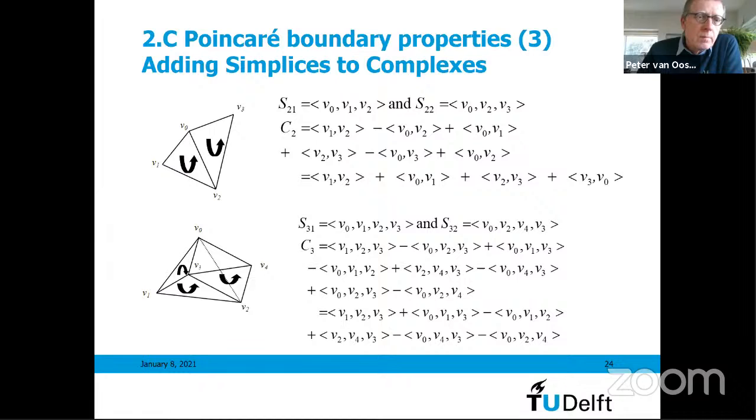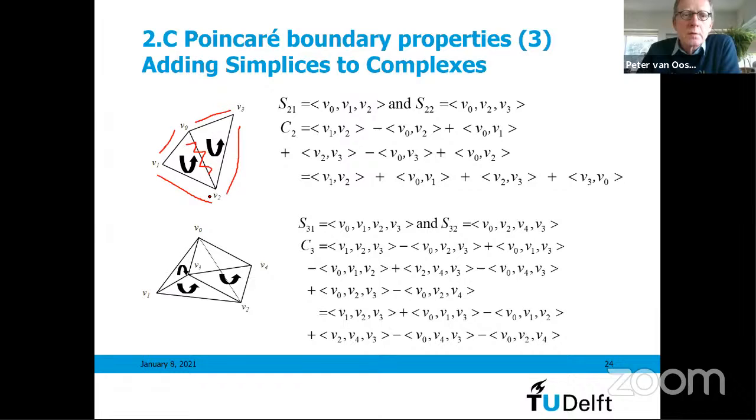Because this common edge is eliminated, we only keep these edges: V1, V2, V0, V1, V2, V3, and V3, V0. And if we look at the orientation, let's draw the arrows.